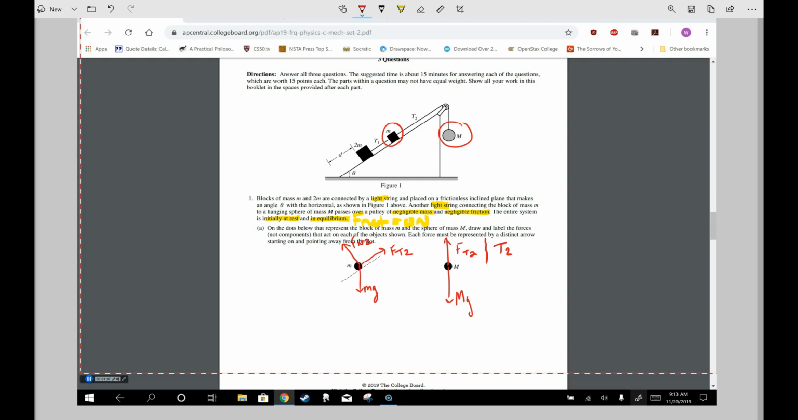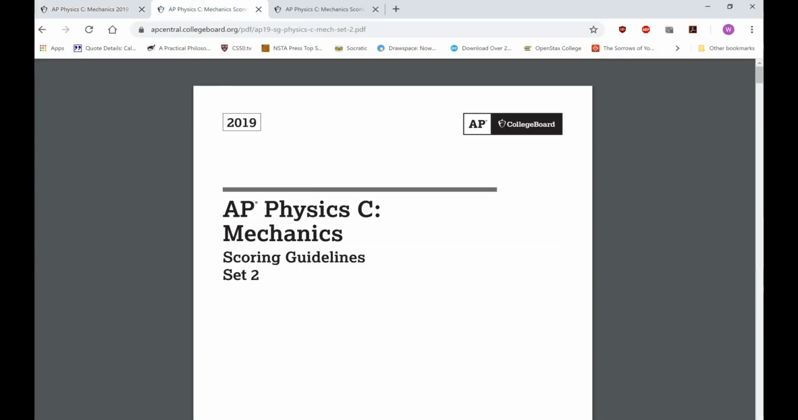And then we're told that the plane is frictionless, so there's no force of friction, but I do also need to have a tension force down that is FT1 or T1 to represent the fact that there's this other rope here. All right, let's go ahead and look at the scoring for this.